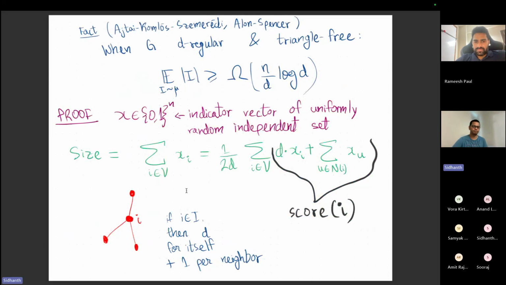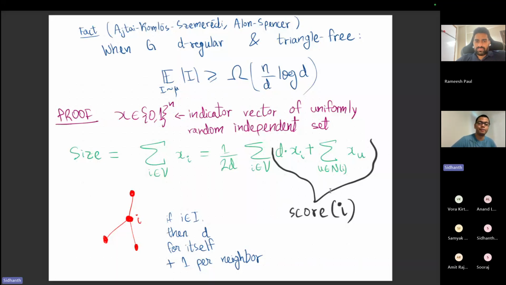Okay, so now for the sake of this proof, we're going to count the size of the independent set in a slightly different way. Remember, the graph is d-regular. So I claim I can describe the size of the independent set using this function on the right. I sum over all vertices i, and if the vertex i is chosen in the independent set, then I put a weight of d, and then I give a weight of 1 for every neighbor of i that is also in the independent set.